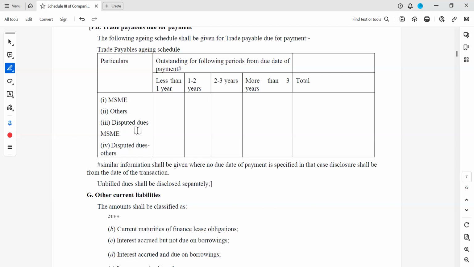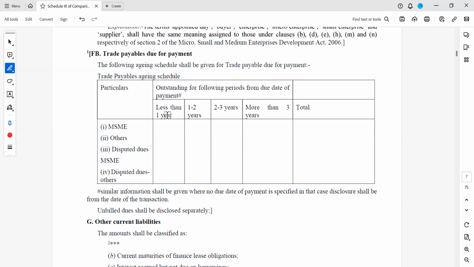And here one more point I missed: disputed dues MSME and disputed dues others. Sorry, not under MSME; this is disputed dues MSME and disputed dues others. And this information has to be provided for the previous year also. I don't know why, but they have generally told at the beginning of the schedule that all the data has to be given for 2 years. So they should have told here also that the same table should be available for the previous year.